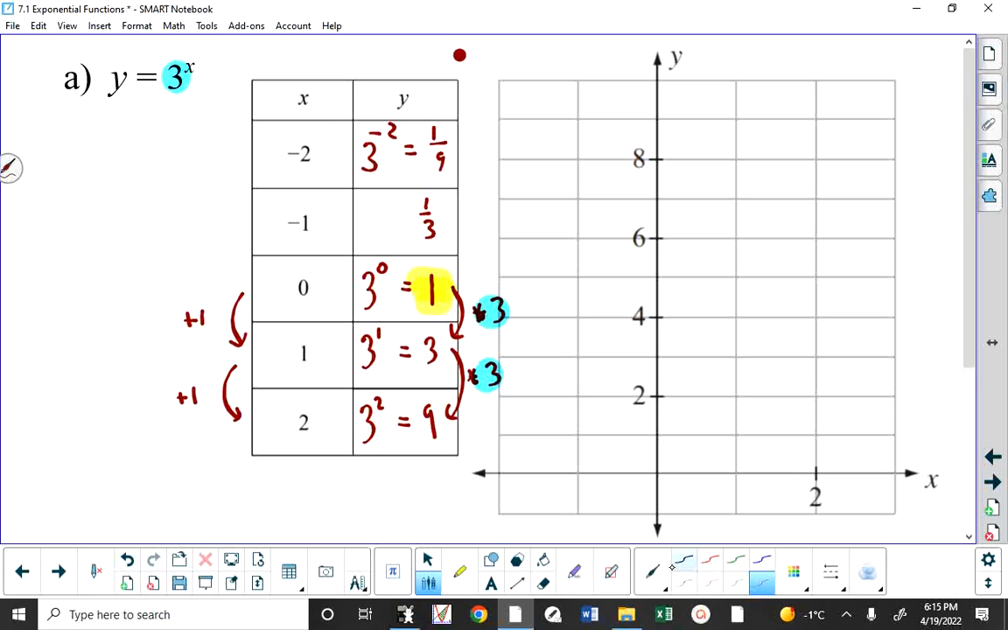Because everything about exponents in this unit is important. 3 raised to the negative 2 means 1/3 raised to the positive 2, which is 1/9. When x is negative 1, this would be 3 raised to the negative 1, which would be 1/3 to the positive 1, which is 1/3. So let's plot these points now.